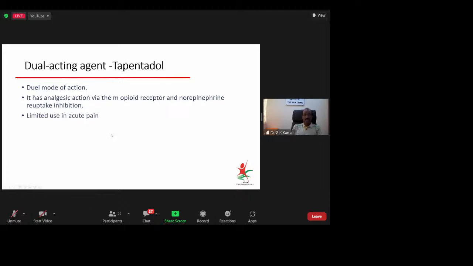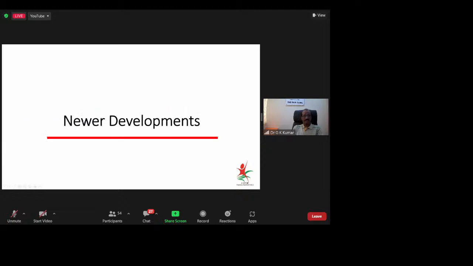Next, dual acting drugs, of which tapentadol is still available only orally. It was very fascinating. We had great hope when it was introduced a few years ago because it has a dual analgesic action: mu-opioid receptor as well as norepinephrine. A single dose will take care of these two ways of acting, but it is not showing us the results we thought of in chronic pain as well as acute pain. It has limited usage in acute pain also, so it is not the drug of choice for acute pain management.